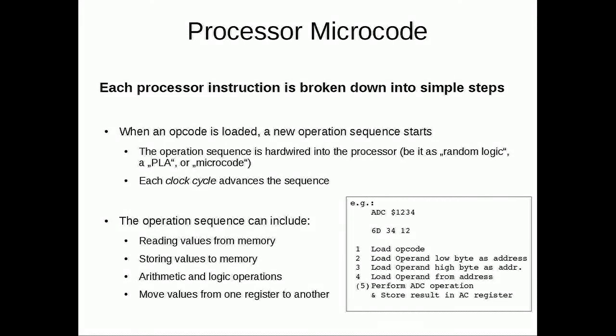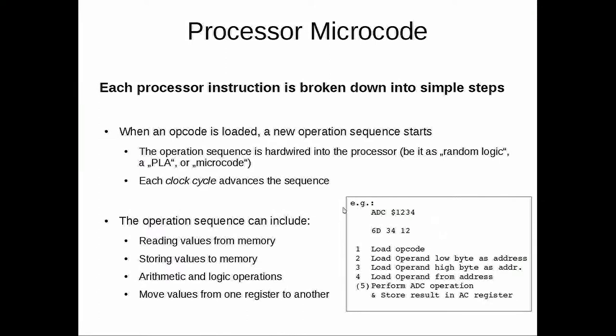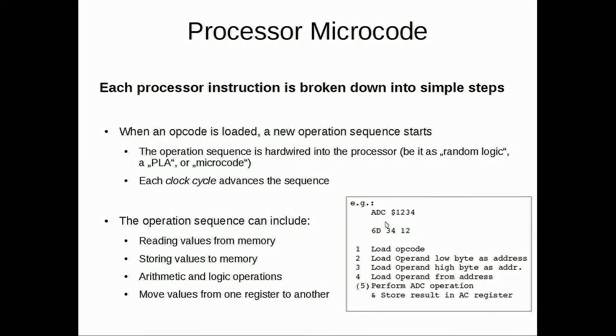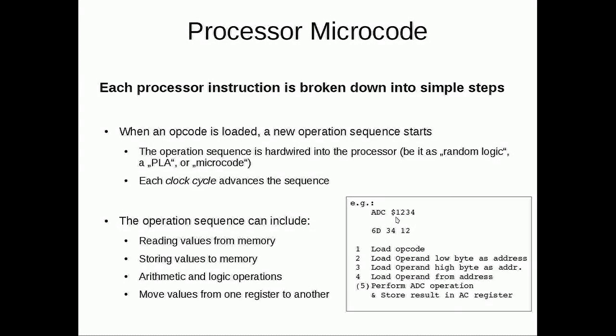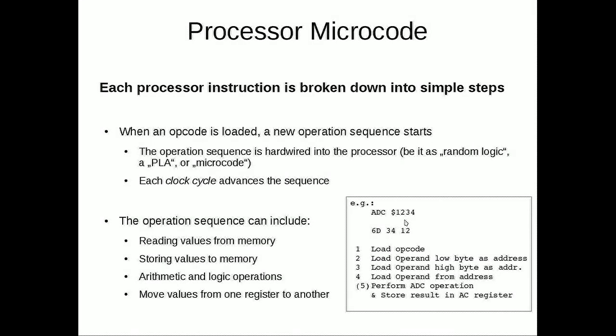And for example, you have this opcode here, ADC 1234, which means add to accumulator with carry at an absolute address 1234, which means look up the value that is stored in this address in memory and add that one to the accumulator. This actually takes 5 cycles.